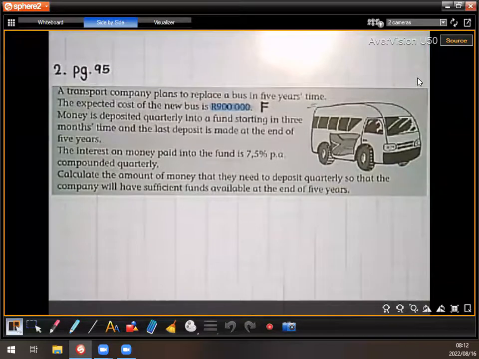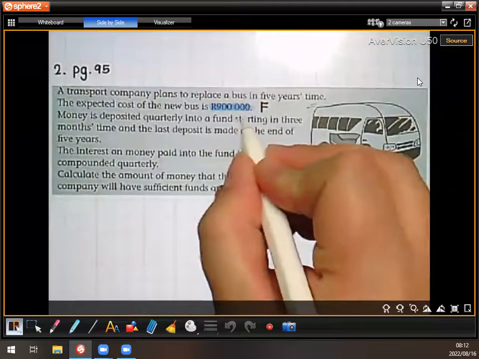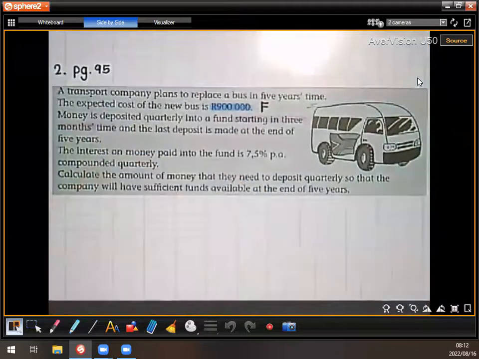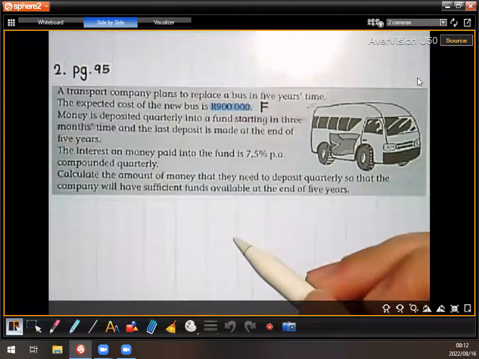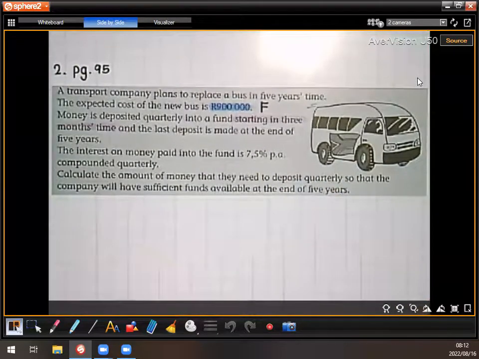When they're saying money is deposited quarterly, 200, right? Into the fund starting in 3 months' time. Now, guys, this "in 3 months' time" thing might sound confusing, but if we think, how many months is 1 quarter? 3, hey? Because 1 year is 12 months, and if you divide that by 4, you get 3 months. So when they're saying starting in 3 months' time, that is the same as at the end of the first quarter.